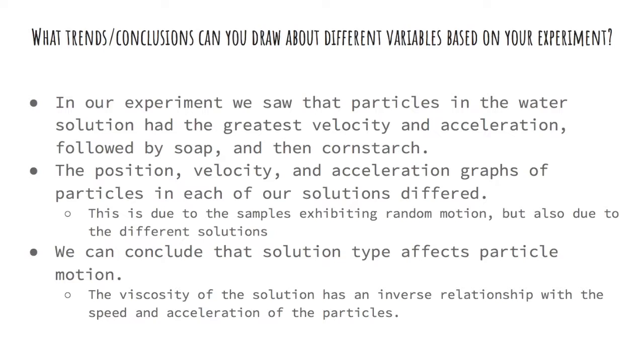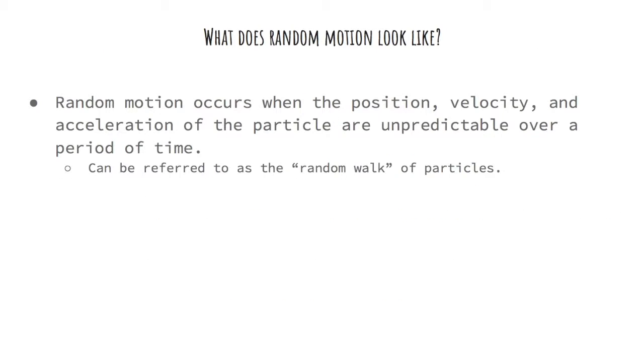What trends or conclusions can you draw about different variables based on your experiment? In our experiment, we saw that particles in the water solution had the greatest velocity and acceleration, followed by soap and then cornstarch. The position, velocity, and acceleration graphs of particles in each of our solutions differed. This is due to the samples exhibiting random motion, but also due to the different solutions affecting their motion. We can conclude that solution type affects particle motion. The viscosity of the solution has an inverse relationship with speed and acceleration of the particles.